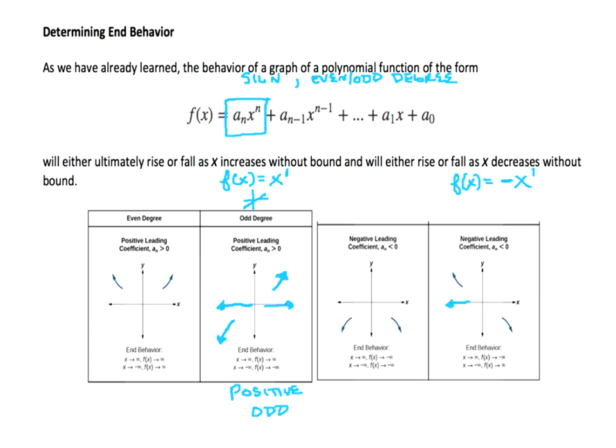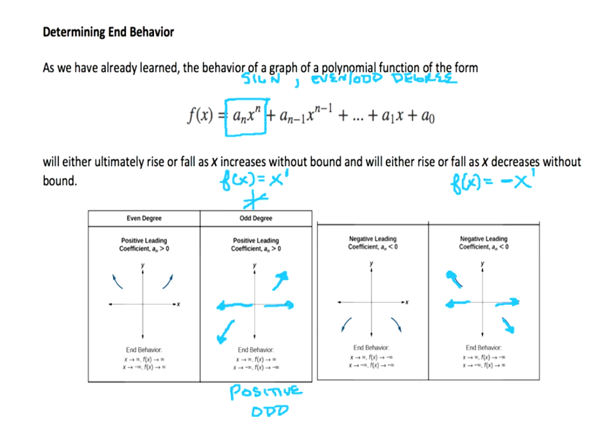As x moves into negative infinity, f of x actually moves into positive infinity. As x moves into positive infinity, f of x moves into negative infinity. We usually call this rise left, fall right, just to make it a little easier to say.